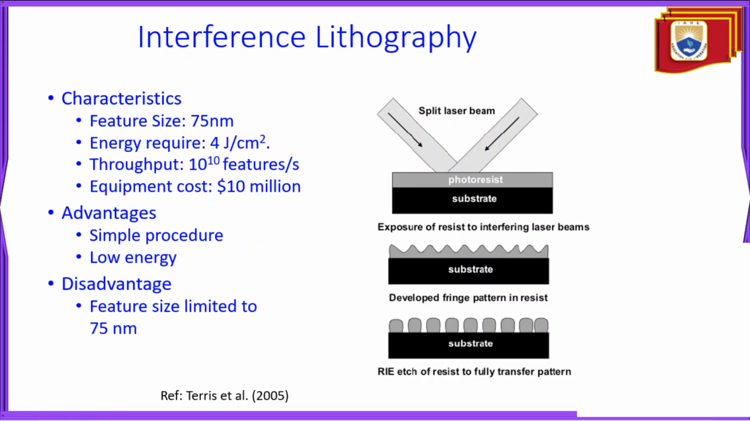This was taken from one of the lithography papers, where we have the substrate with photoresist, and the laser split beam is incident on it. We can see the patterning: the developed fringe pattern in resist, and RIE etching of the resist to fully transfer the pattern. This is the patterning by using interference lithography.